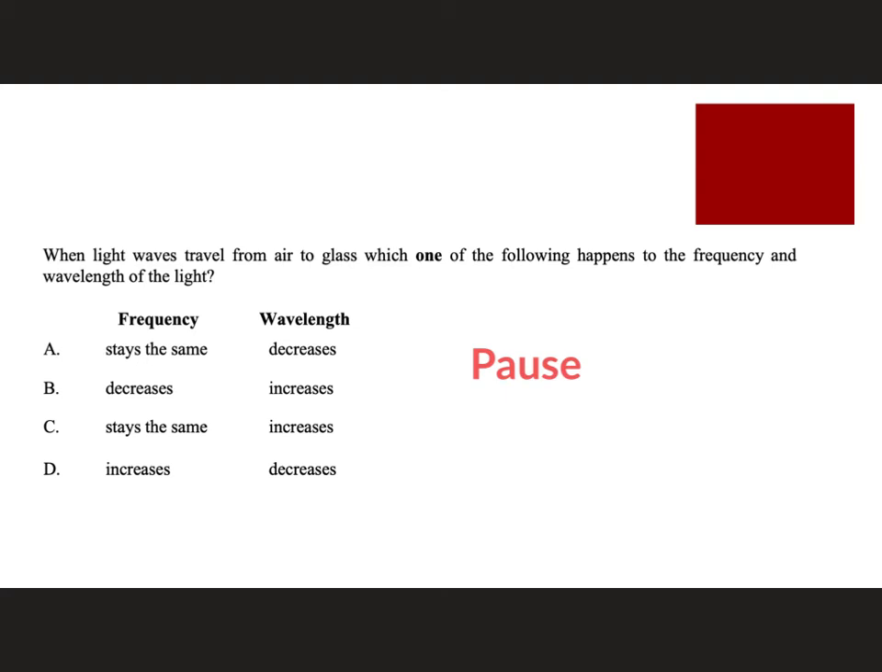Okay, one good trick about doing questions like this is to look at the columns first. Frequency, we know it stays the same, so I'm going to get rid of decreases. Wavelength, now from air to glass, it's going to slow down, and that means since the frequency is the same, the wavelength should decrease. So let me get rid of the wrong answers. So the only one that's left that could be possible is A.